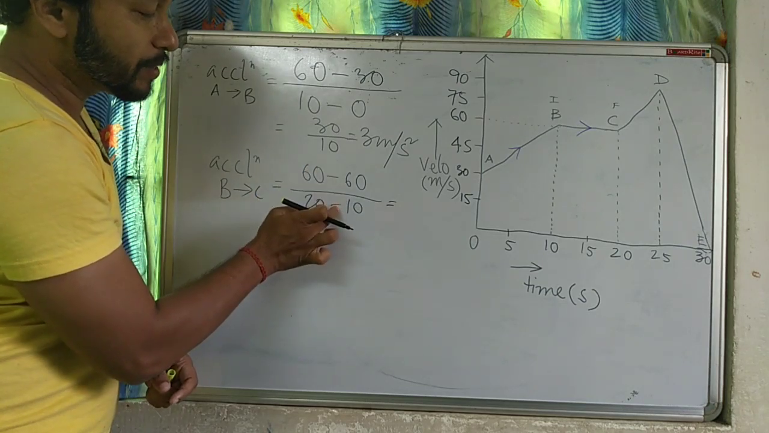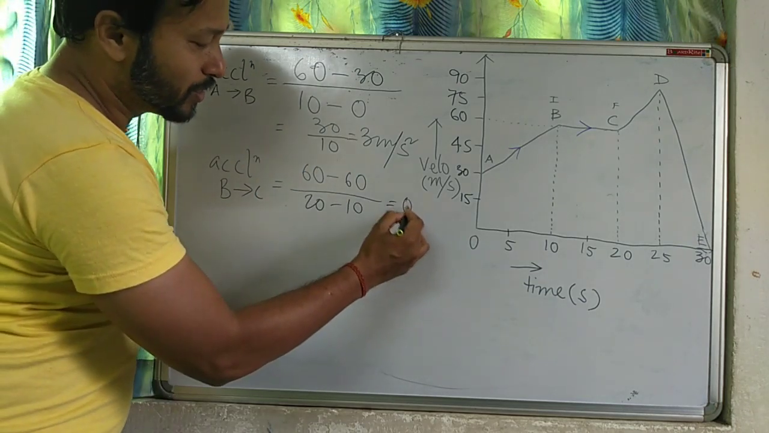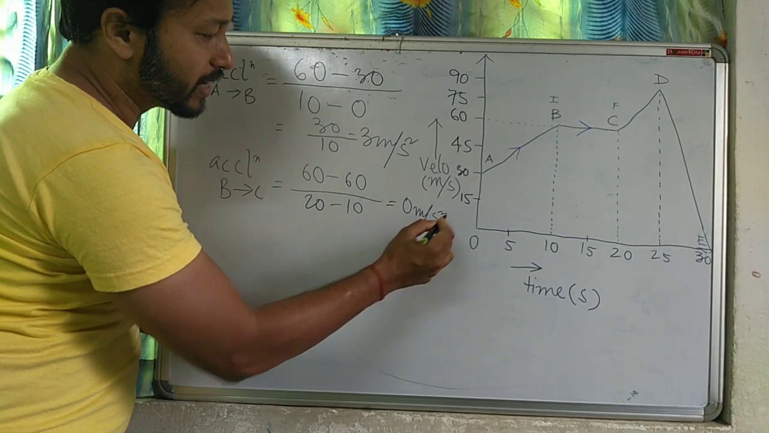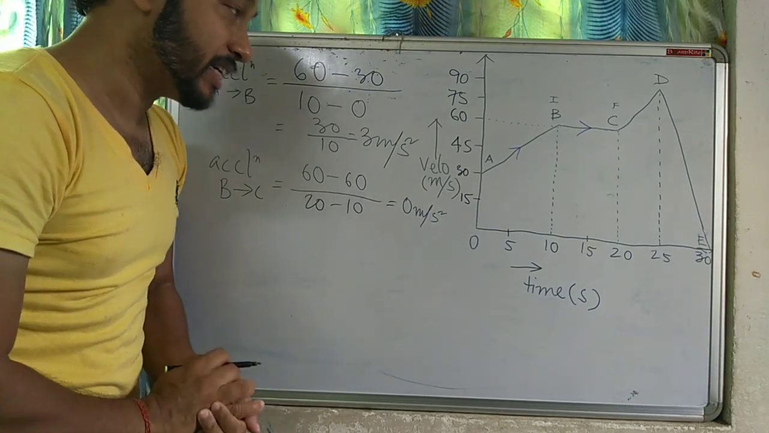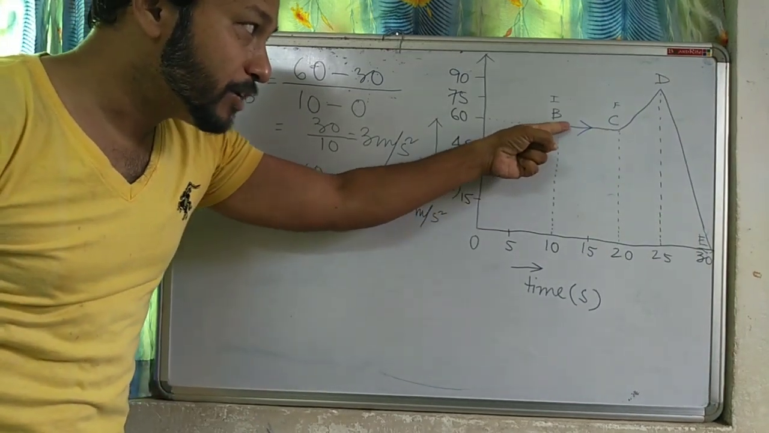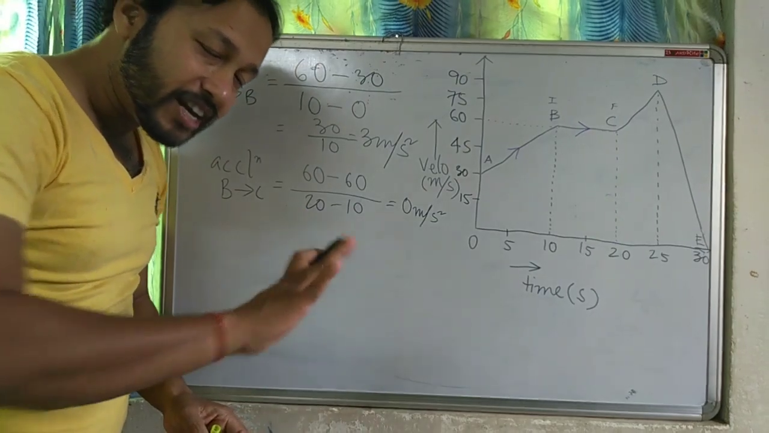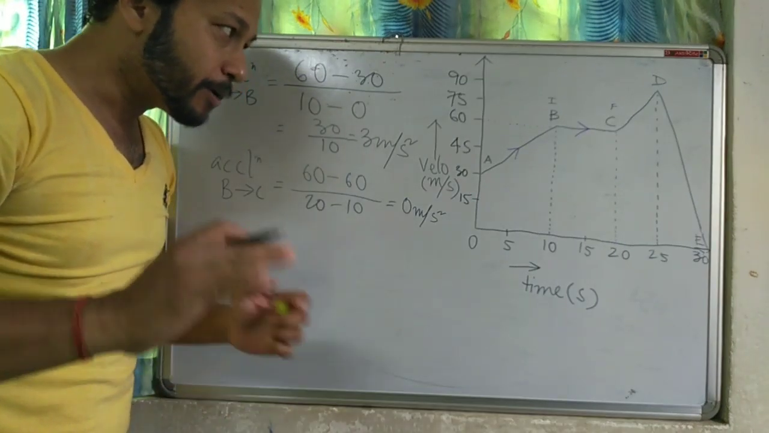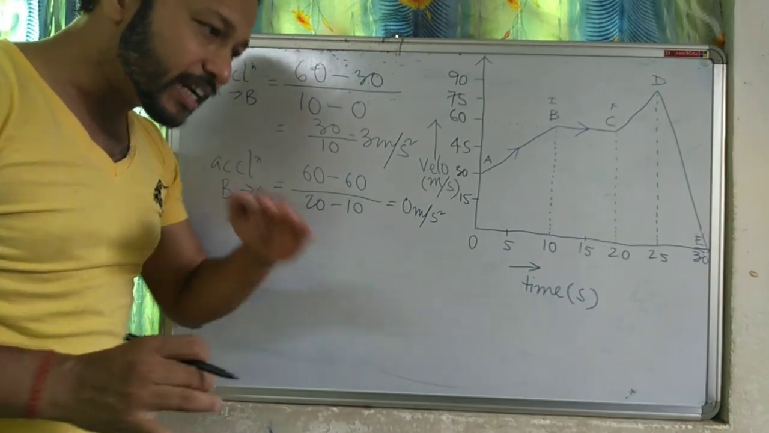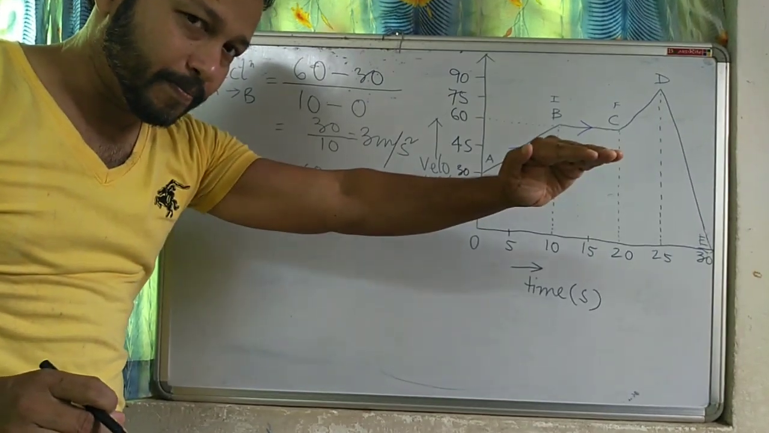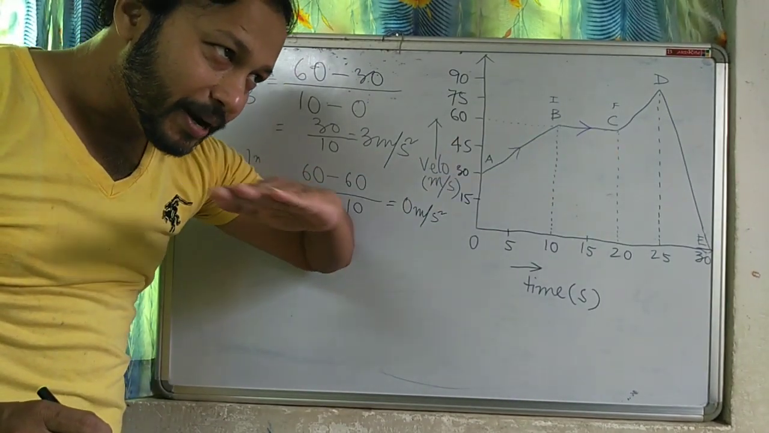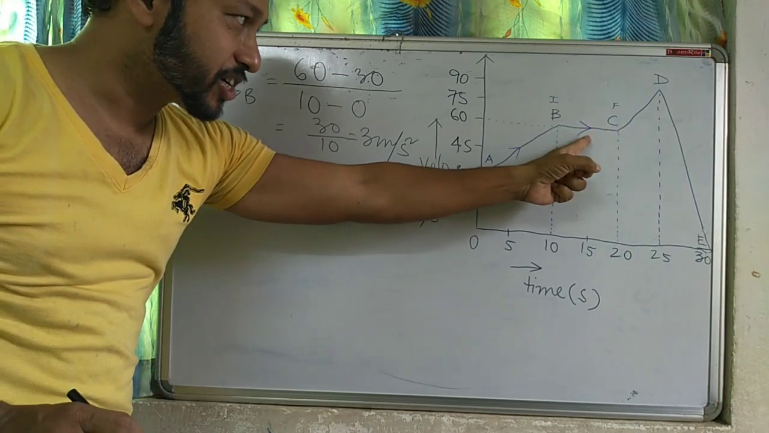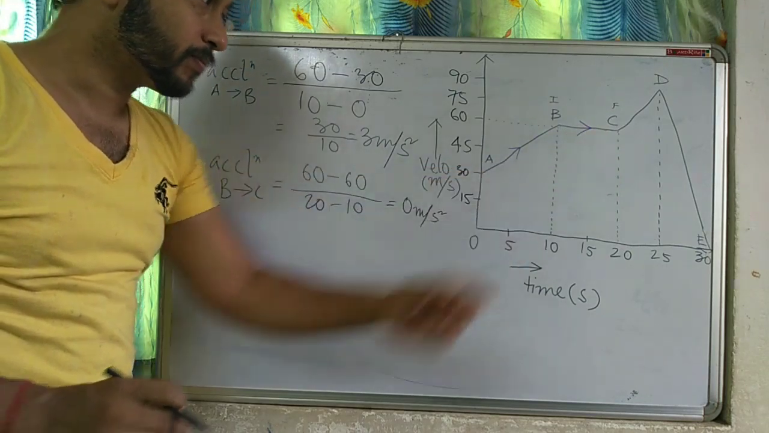We know that 0 divided by something is always 0. So 0 meter per second square. That means when the object is moving from B to C, it does not have any acceleration. That means the object is moving with a constant velocity. The velocity remains the same. Acceleration is 0.